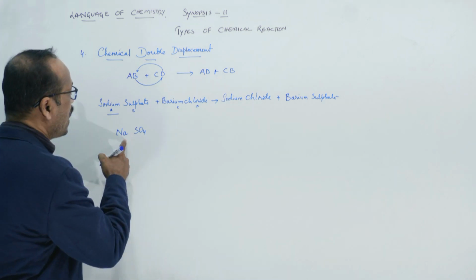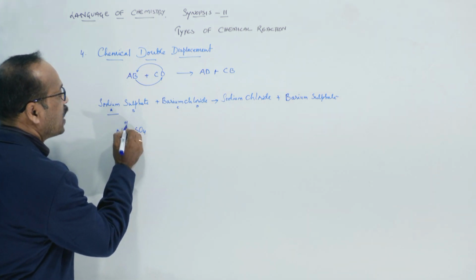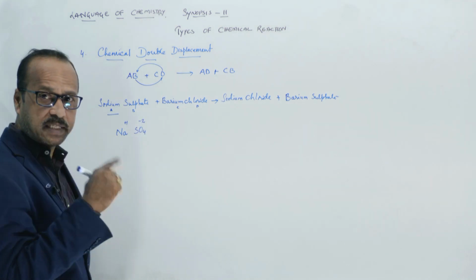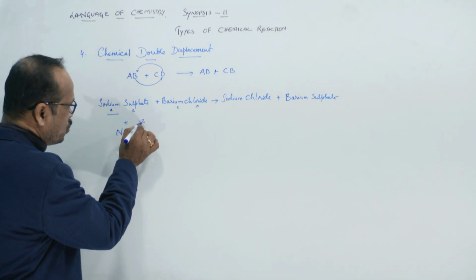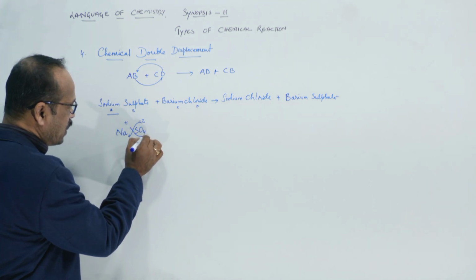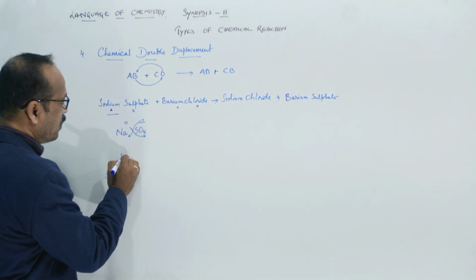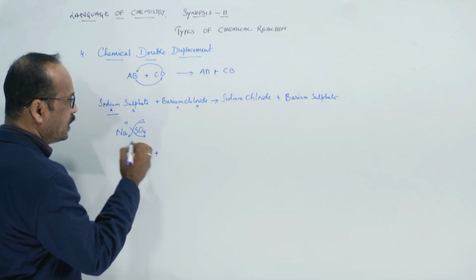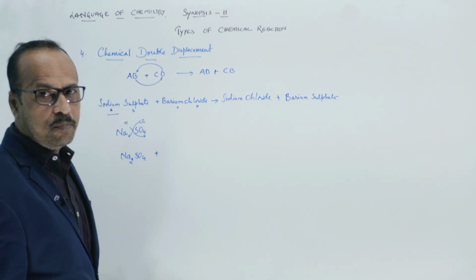Now, can I write it as NaSO4? No, because its valency is what? +1, right? And sulfate valency is what? -2. This we discussed, no? Now what happens? This 2 comes here and this 1 goes there. So the actual formula of sodium sulfate is what? Na2SO4. Clear?